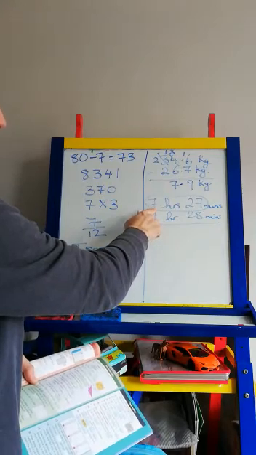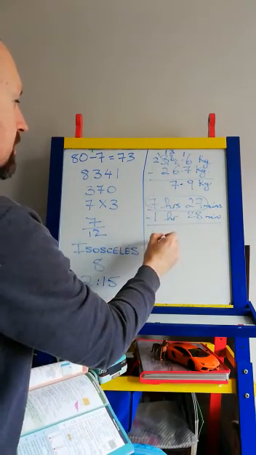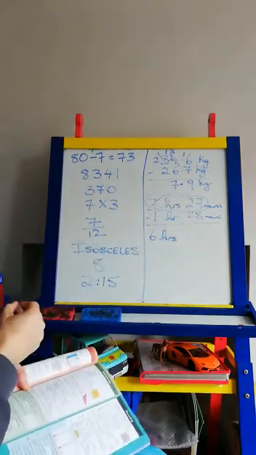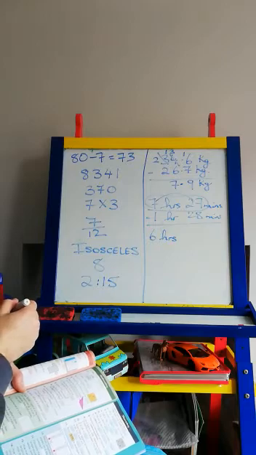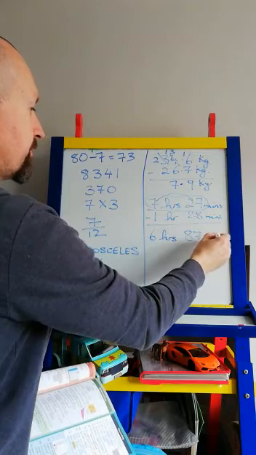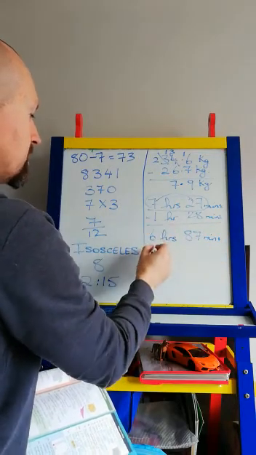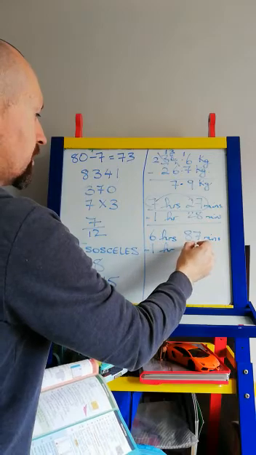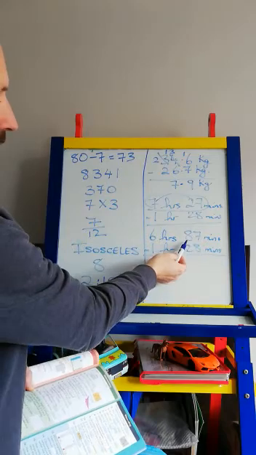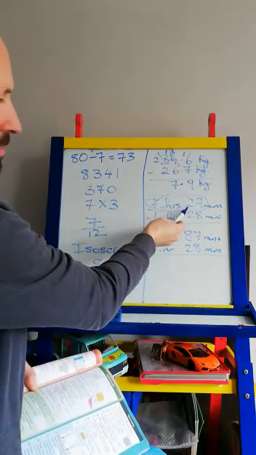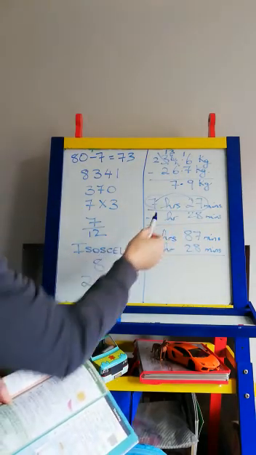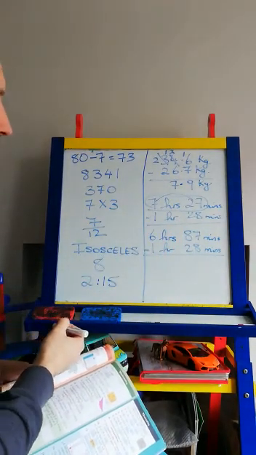So we're going to take an hour out of this, and that gives us 6 hours. And we're going to put that hour into the minutes. So we're going to rename that hour as 60 minutes. 60 plus 27 is 87 minutes. And we keep the same below. So what I've done here is I can now do the sum because 87 is bigger than 28. I couldn't do it earlier because 27 was smaller. All I did was rename the top line. So we should be able to do it now.